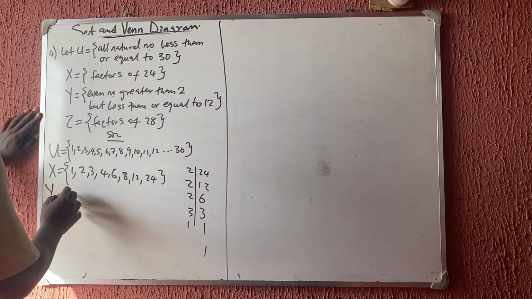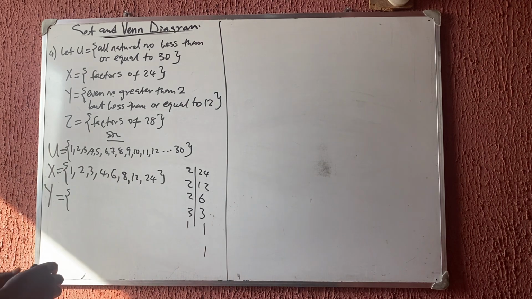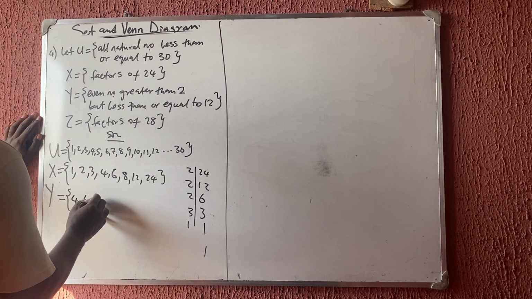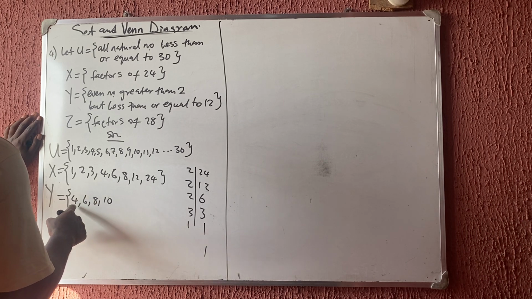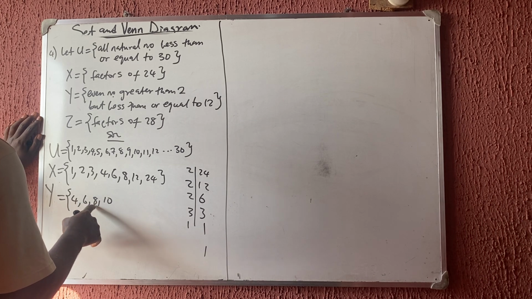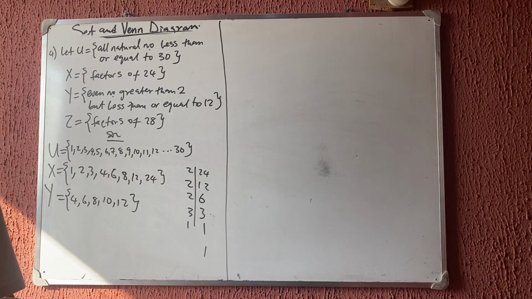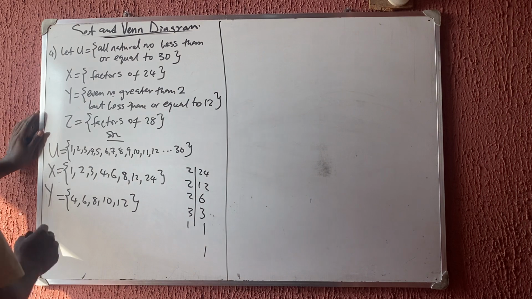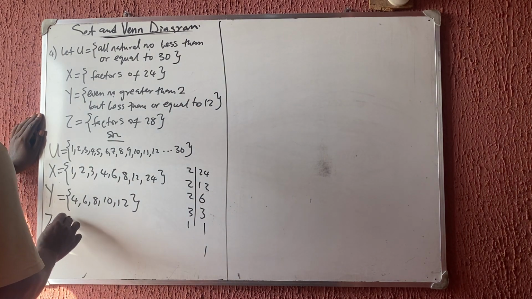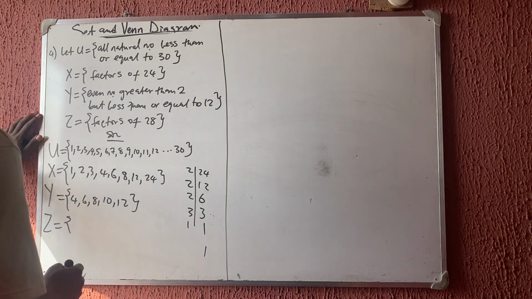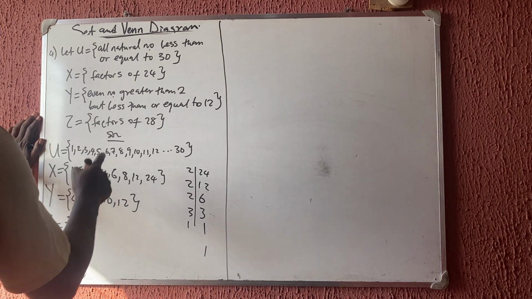So for y they say that even numbers greater than 2 but less than 12. So you have 2, 4, 6, 8, 10, and 12, less than or equal to 12. So it should be greater than 2 but less than or equal to 12. So z finally, z is now the set of factors of 28.